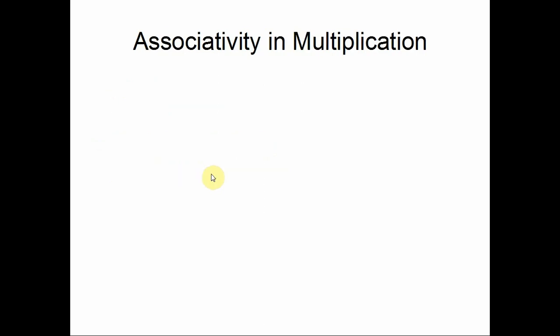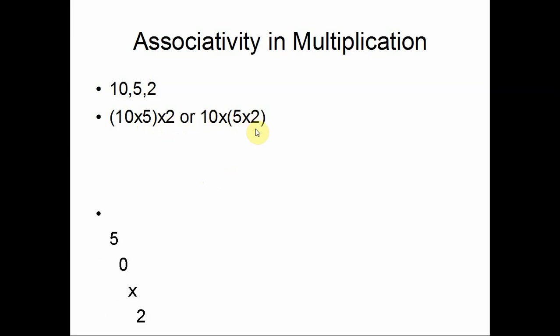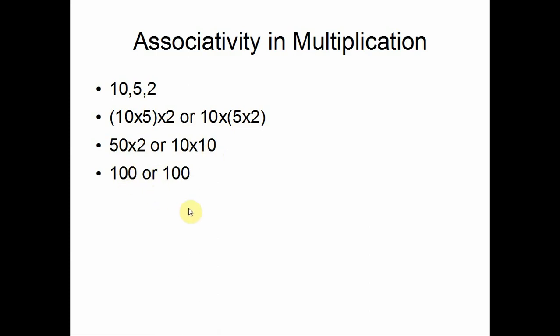Now, let's look at associativity in multiplication. It is similar to the addition part. So let's consider the same 3 numbers, 10, 5, and 2. And let's try multiplying 10 by 5 first, multiplied by 2, or 10 followed by multiplying 5 and 2 together. So 10 into 5 is 50, multiplied by 2, or 10 multiplied by 5 into 2, which is 10. And we see the result is 100 in both cases.